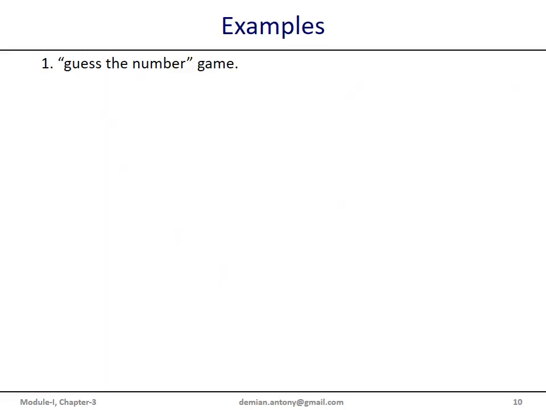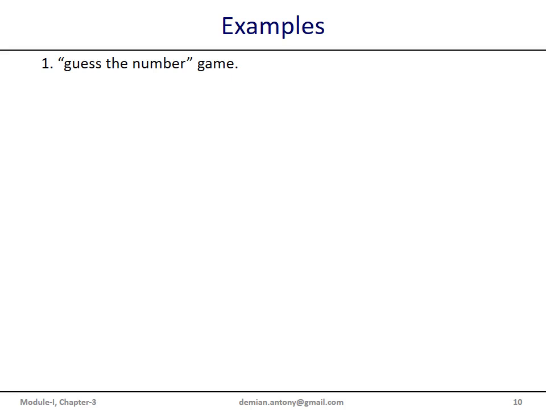Let us consider the first example, the guessing the number game. What is this game? This is a simple game wherein we write the secret number and we ask the person to guess the secret number. At the same time, we will not give infinite opportunities to the person to guess the number. We give limited options, maybe 5 rounds or 7 or 10.